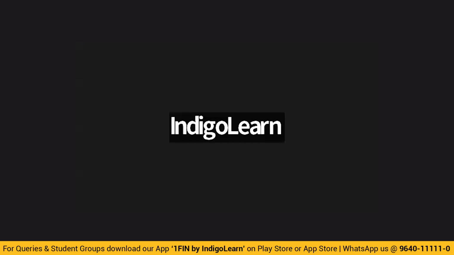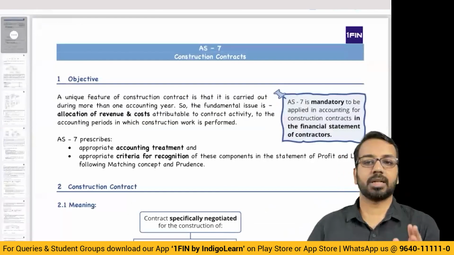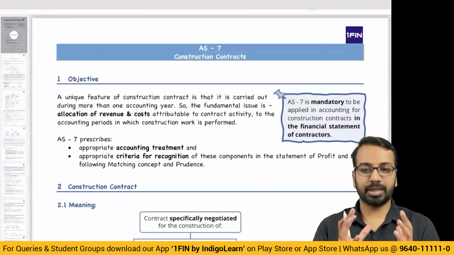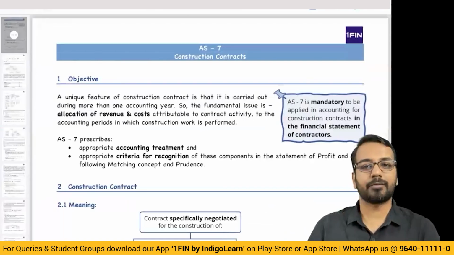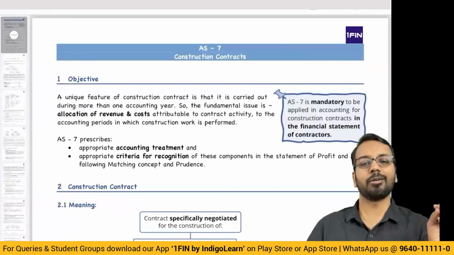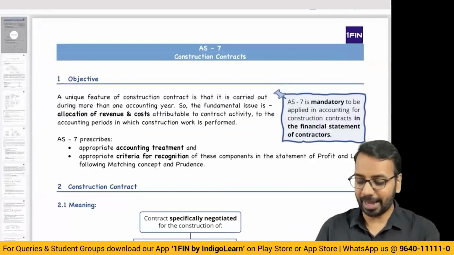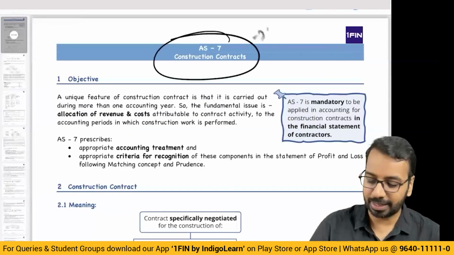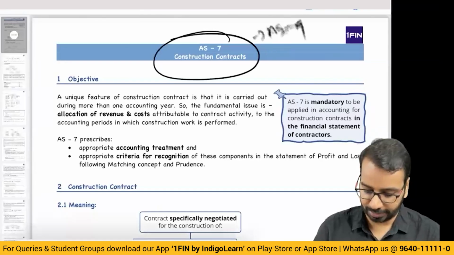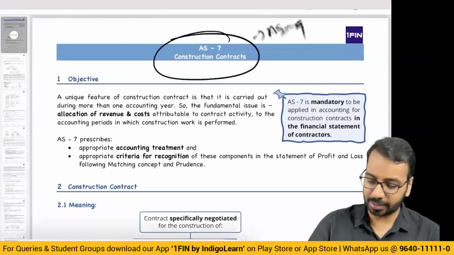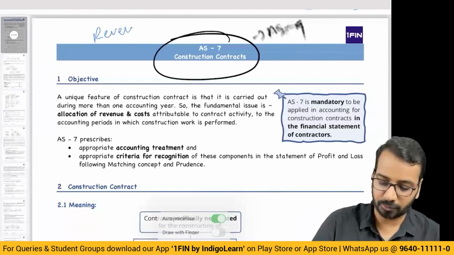So I'll just share my screen. Now, as far as construction contract is concerned, there is some part of disclosure that you need to remember. Okay. But apart from that, there is only one single logical flow that you need to understand. And this standard is closely related to accounting standard 9. When I say closely related, I say it because this has also got to do with recognition of revenue.